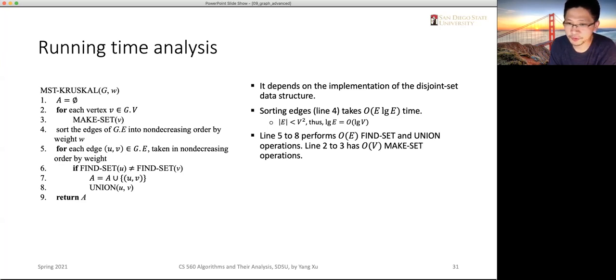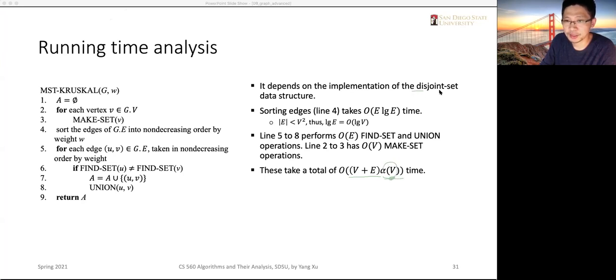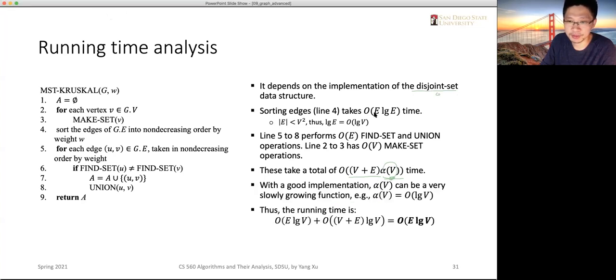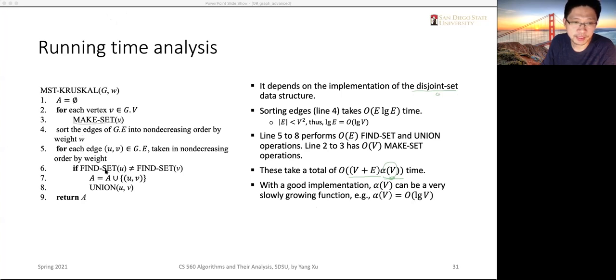Lines 5 to 8, the second for loop, are the key part we want to analyze. It goes through all the E edges, and within each iteration it carries out the find set and union operations. Taking all that into consideration, it will take a total of V plus E times alpha of V. This alpha is related to how the disjoint set data structure is implemented. With a good implementation, this alpha of V, which relates to make set, find set, and union, will only take logarithm of V time.